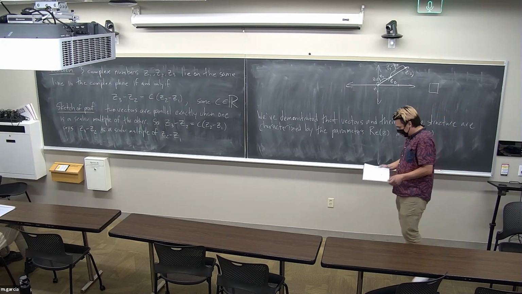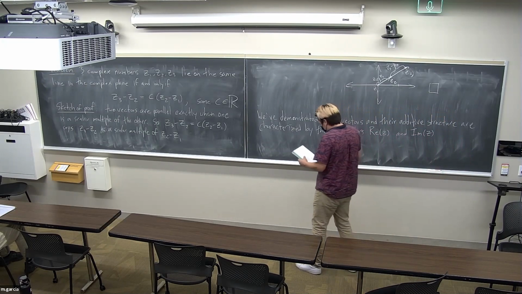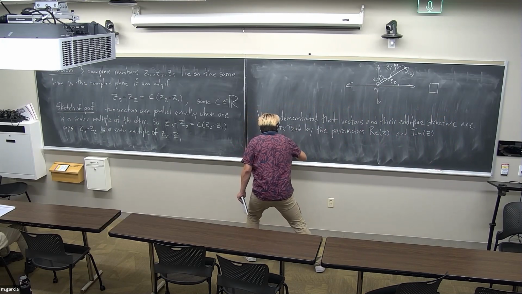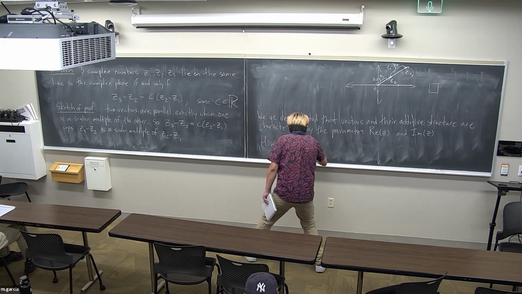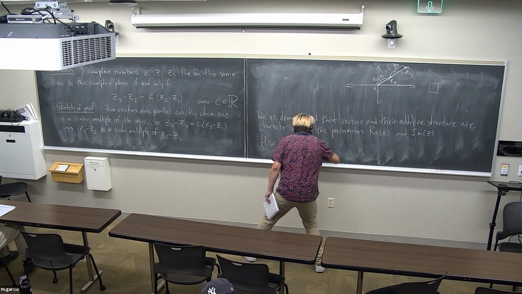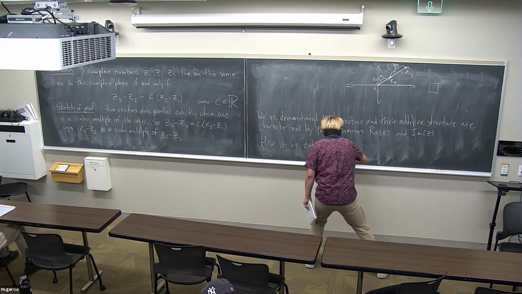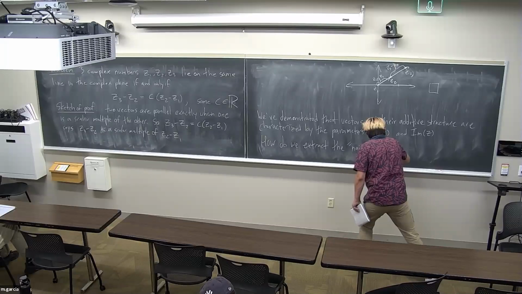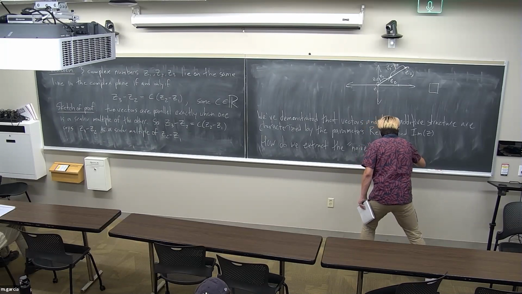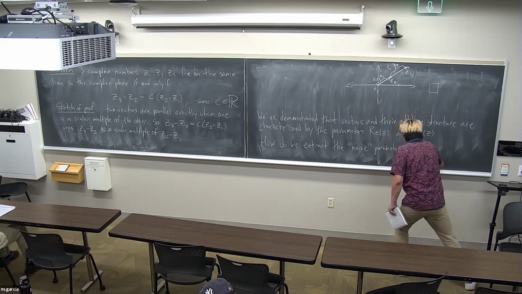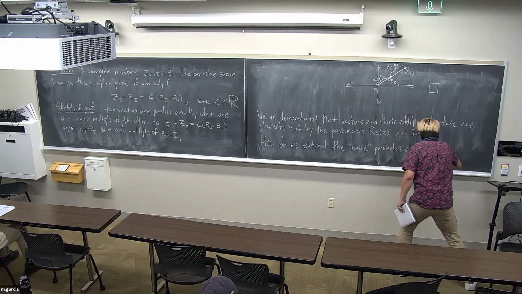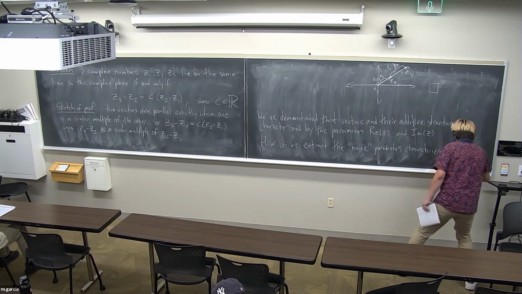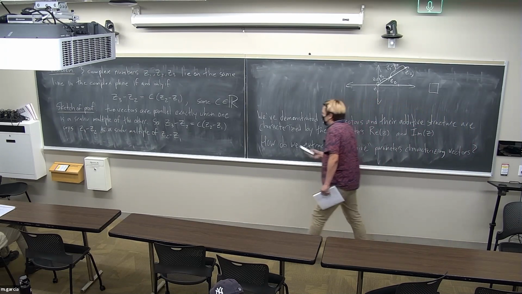Okay, so how do we extract the naive parameters characterizing vectors, by which I mean magnitude and direction?